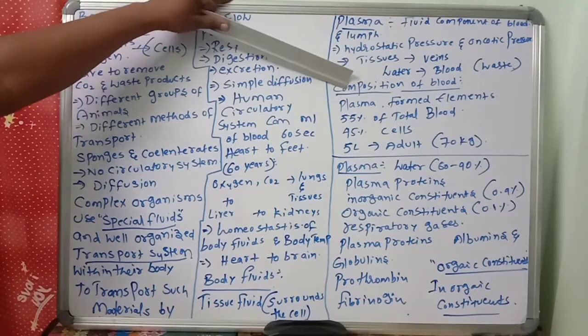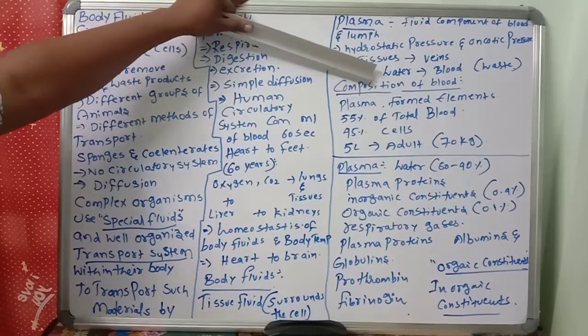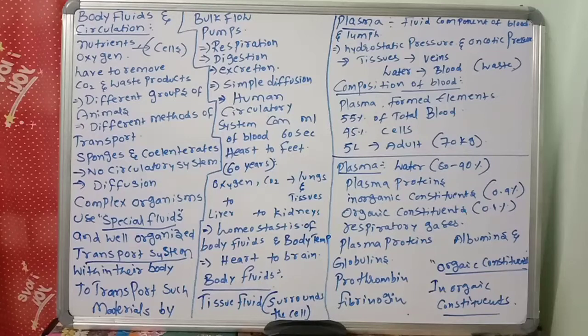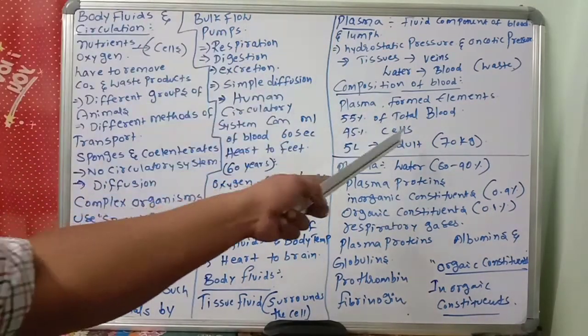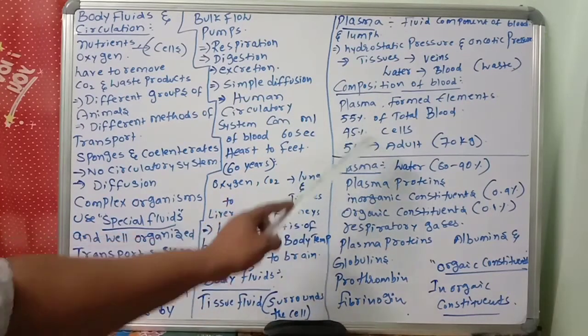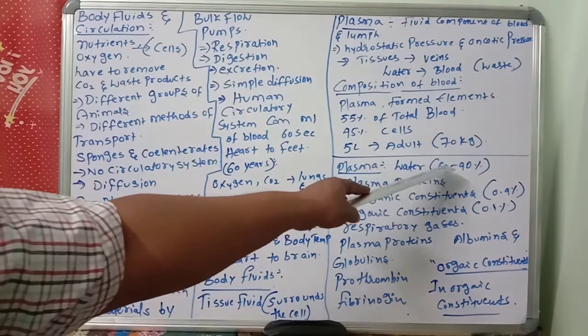Now, composition of the blood. Blood is a fluid connective tissue. First, the blood consists of plasma and formed elements. Of the total blood, 55% is plasma and 45% is cells. What are the formed elements? RBC, WBC, platelets, like that. An adult person who weighs 70 kgs has 5 liters of blood in their total body.